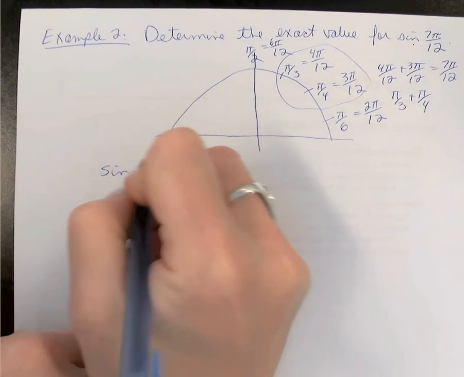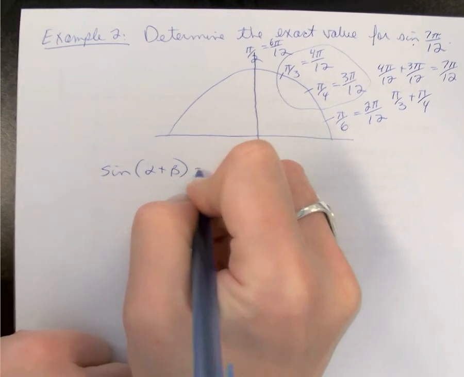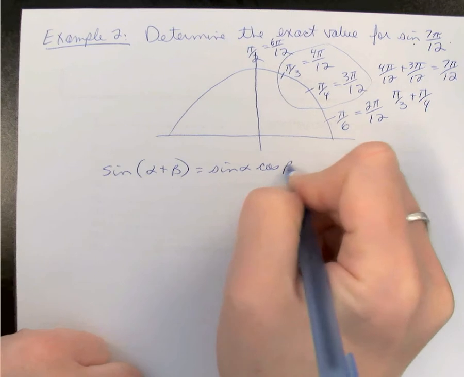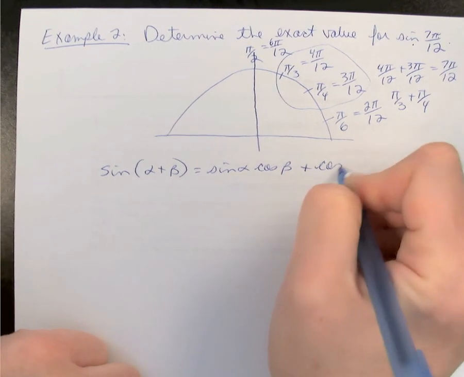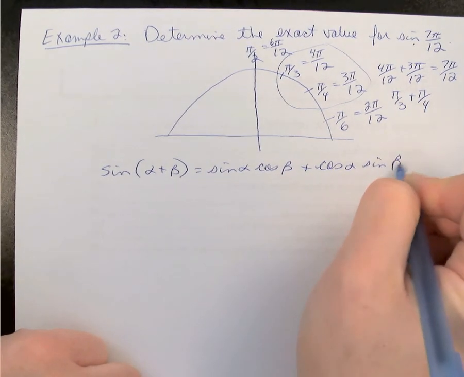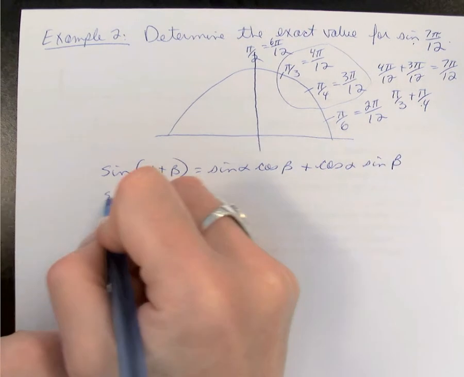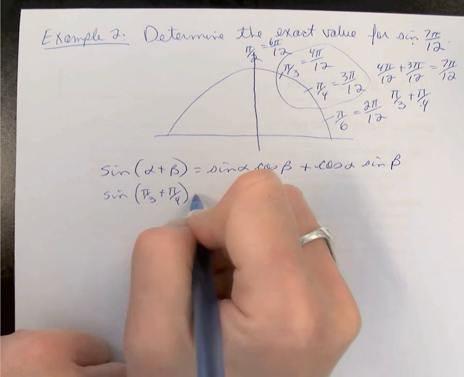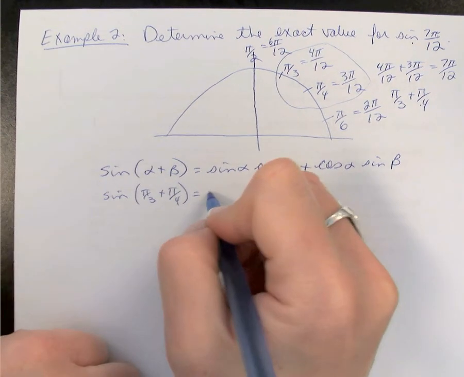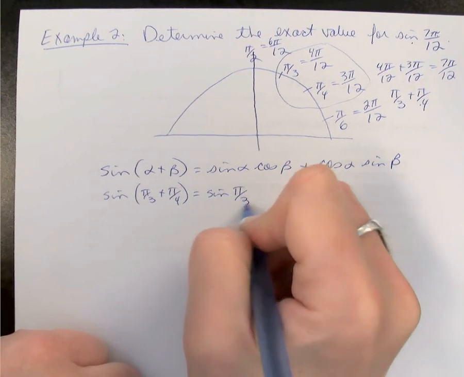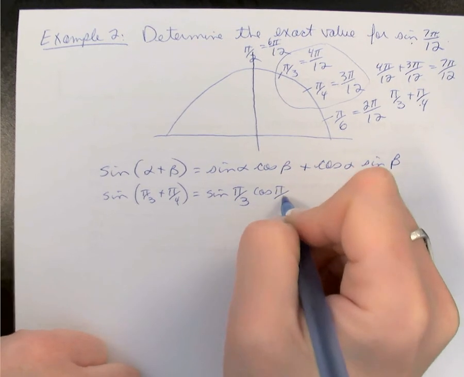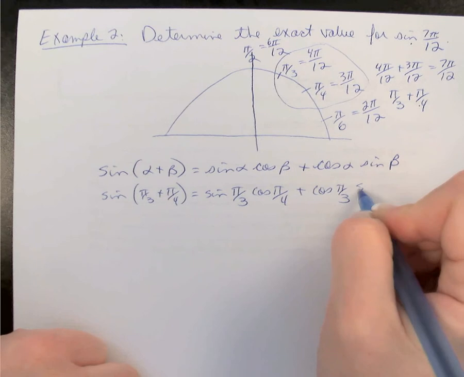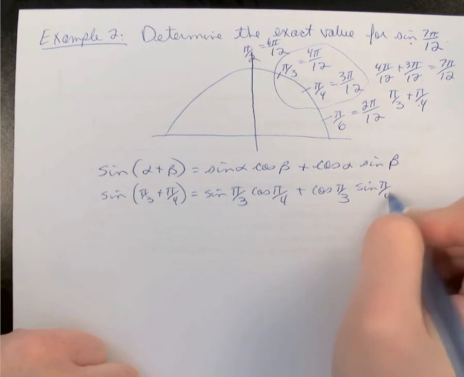So we'll write down the formula. So we have sine alpha cos beta plus cos alpha sine beta. And we'll use these two angles, sine of pi by 3 plus pi by 4. It doesn't matter which one I put first when I'm adding. I'm going to use pi by 3 as alpha and pi by 4 as beta. So every time I'm seeing that alpha symbol, I'm putting in pi by 3. Every time I'm seeing that beta symbol, I'm putting in pi by 4.